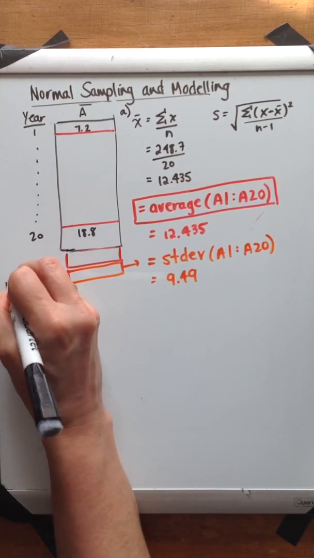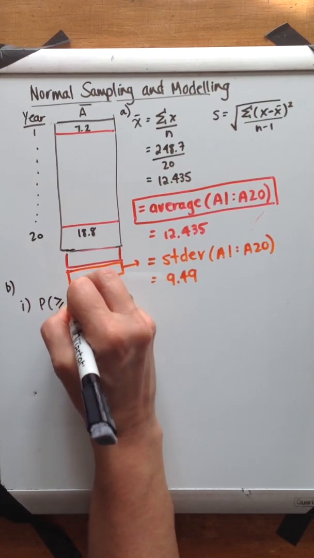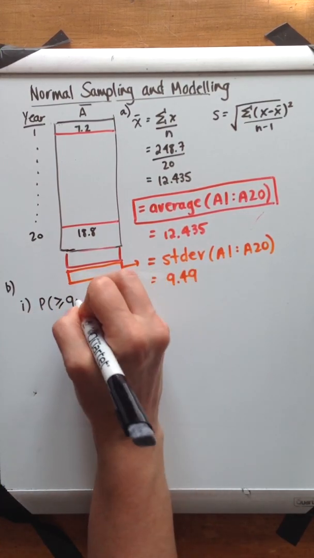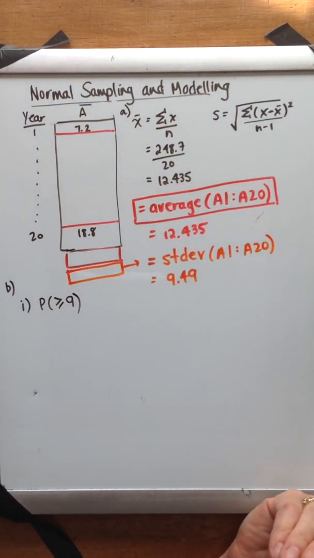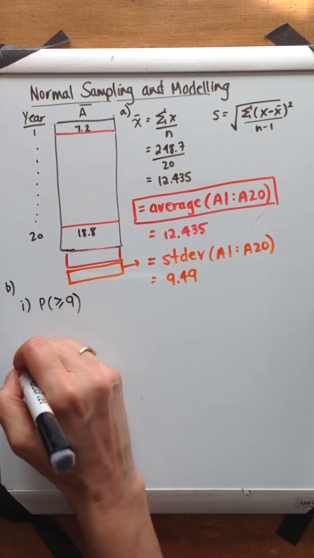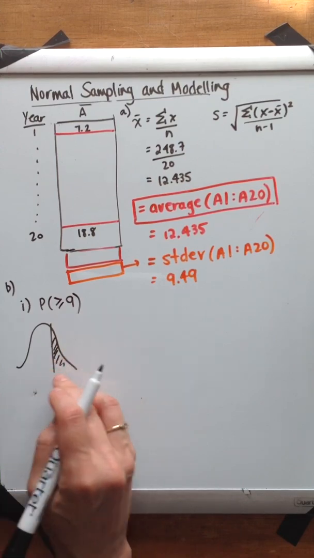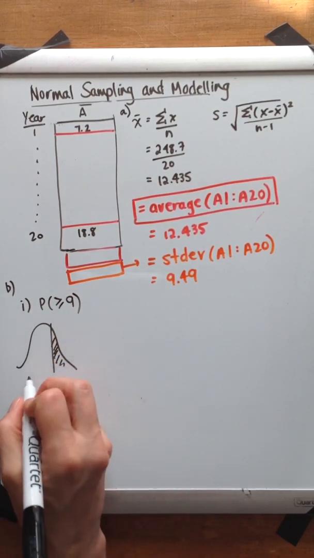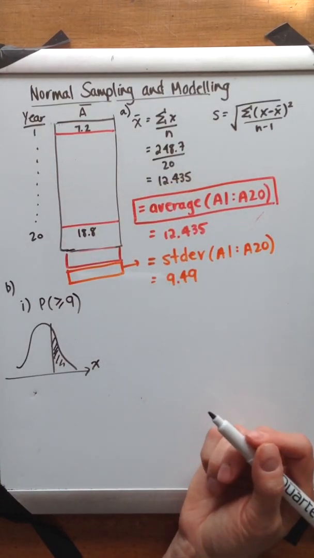So let's look at the first one. For the probability of it being greater than or equal to 9%, I'm going to choose again to use Google Sheets because I've got it already open. Remember, if we're going greater than or equal to 9, we have our distribution curve, and that means we're finding the area of the curve above a certain x value.